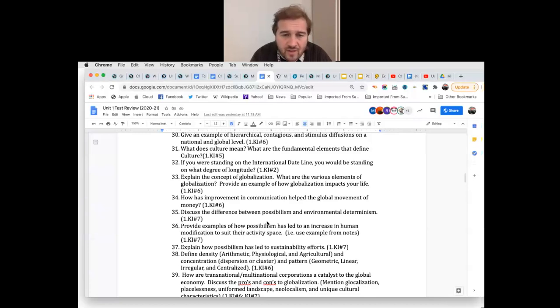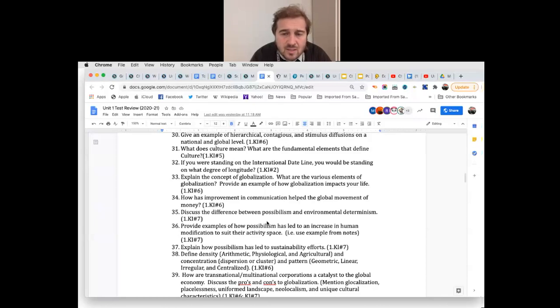35, discuss the difference between possibilism and environmental determinism. Let's go at environmental determinism. Environmental determinism says that the environment will shape social development, so humans have to adapt to the environment, and that will determine their social development.